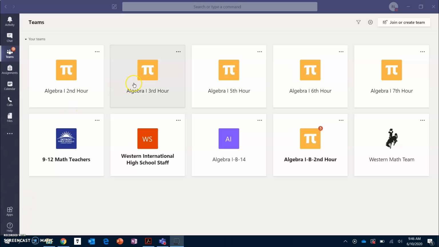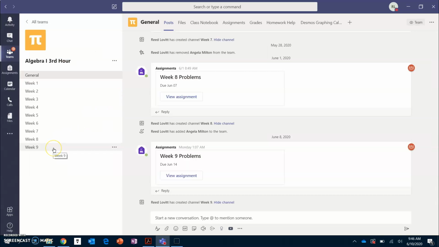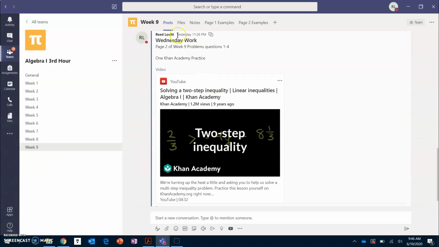Alright, so to look in our Teams page under the most current week's channel, Algebra 1, we're on week 9 now. The first thing you'll see is today's work. Wednesday work: we're doing page 2 of week 9 problems, questions 1 through 4. If you log on to Khan Academy, you'll have one practice as well. And please watch this video in addition.